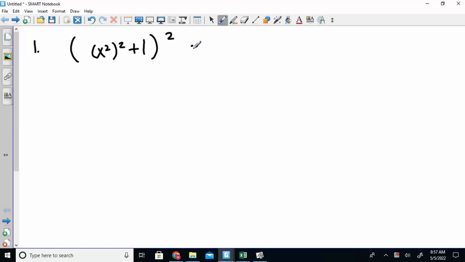And then since it wasn't just a plain x, we have to do times the derivative of that. So you should get 2x times x to the 4th plus 1 squared. And that's it.